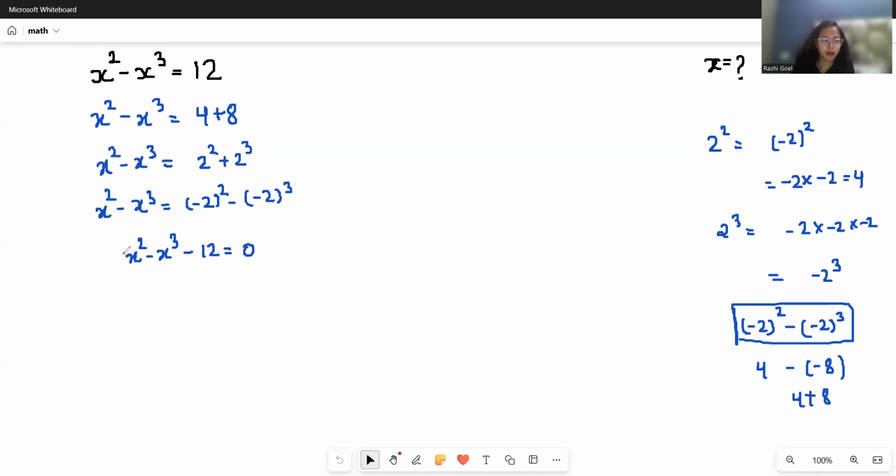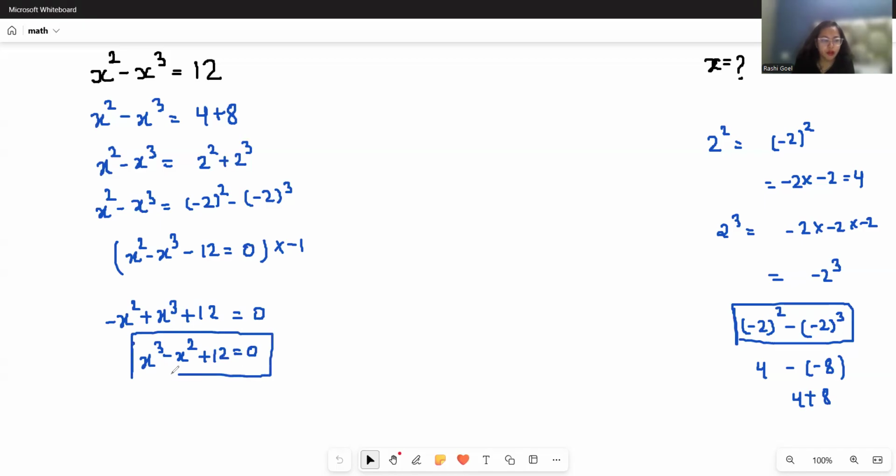Now, if I multiply both sides with minus 1, it becomes minus x square plus x cube plus 12 is equals to 0, or x cube minus x square plus 12 is equals to 0. So from the above conclusion, on comparing, we found out x is equals to minus 2. So let's put the value.